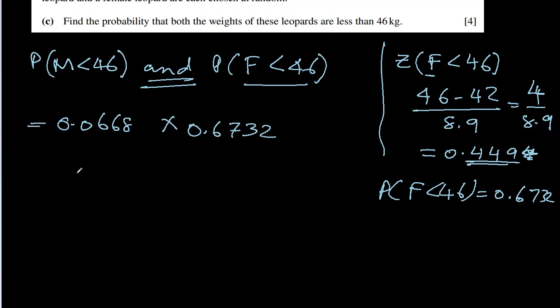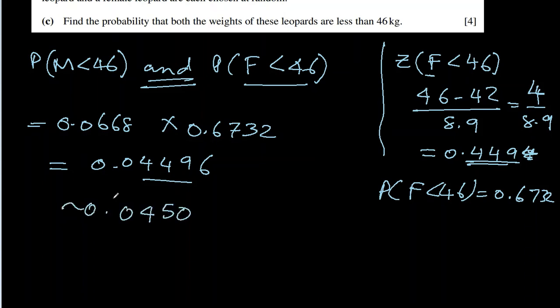So here we will write 0.6732. And now these two probabilities we have to multiply, and I get 0.04496. And to three significant figures we can write it as 0.0450. This is the probability that both of them weigh less than 46 kilograms.